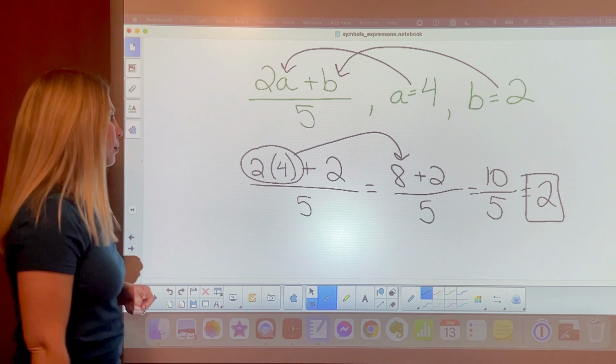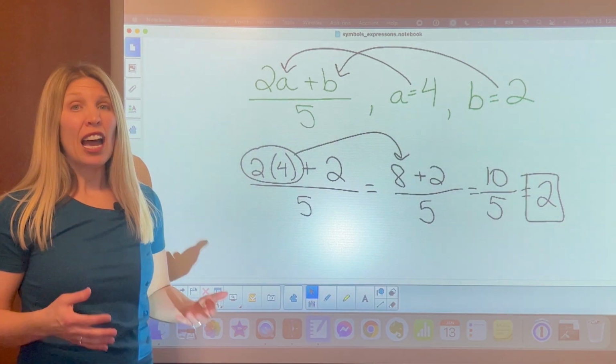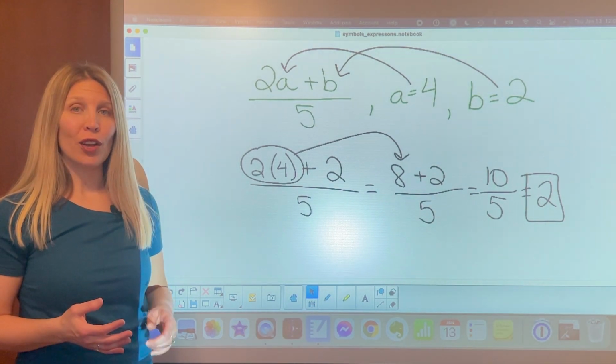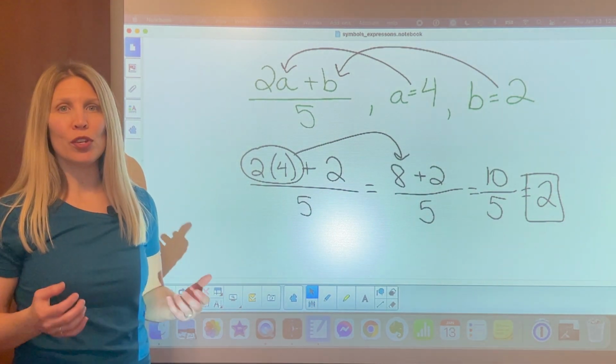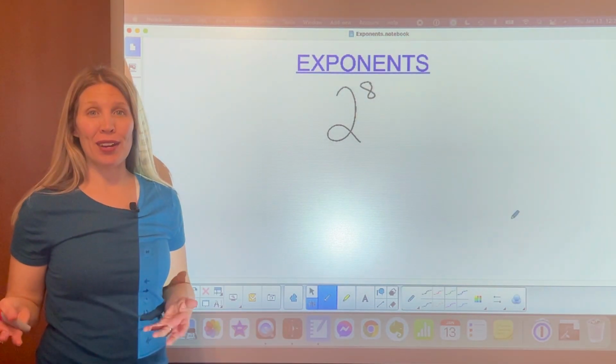Hopefully learning these definition terms to some algebra makes the problem a little easier. Make sure you remember to follow Please Excuse My Dear Aunt Sally when you're evaluating, and you will always get the problem right. Let's learn all about exponents.